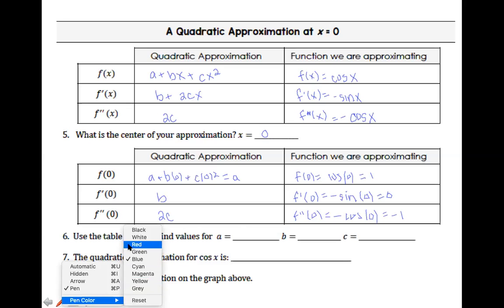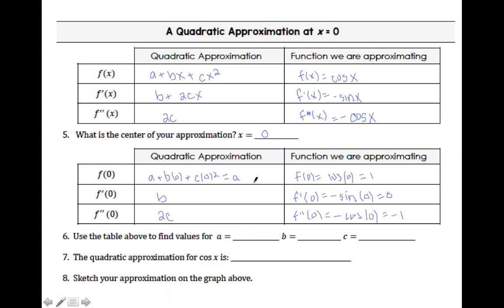I'll switch back to my red. All right, if we look, we have a is 1. Our b value is 0. And our c value, we have 2c equals negative 1. I'll just write that off to the side here. 2c equals negative 1. So our c value would be negative 1/2.